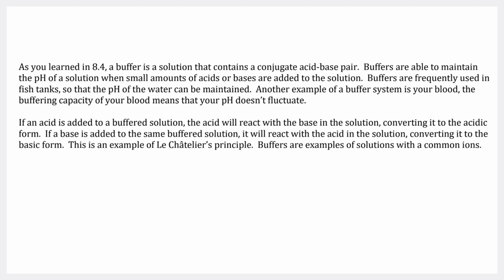So sometimes, like in a fish tank, there is a buffer that will help maintain the pH. The buffer handles the effects of the nitrates and nitrogen from the fish poop. Another example of a buffer system is in our blood. The buffering capacity means that our pH doesn't fluctuate, and it allows us to not be in states of acidosis or alkalosis, where there's too much acid or base in the blood.